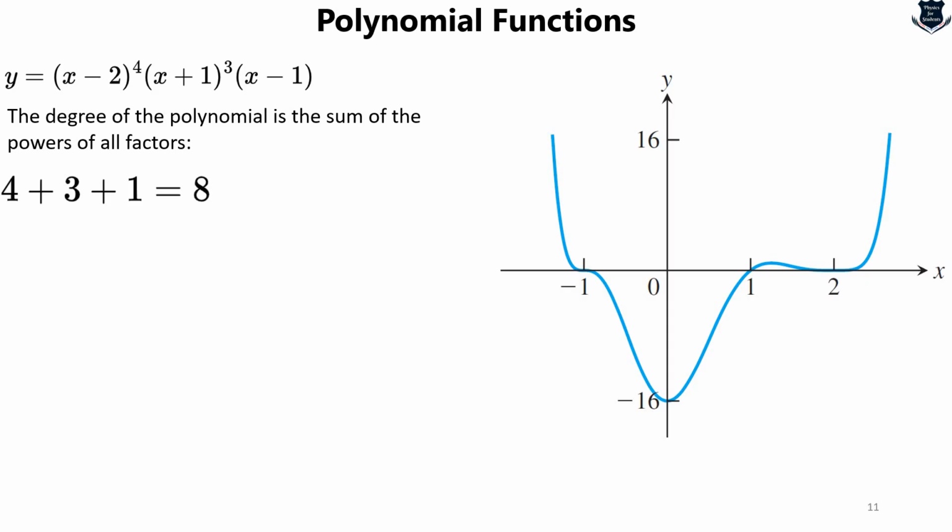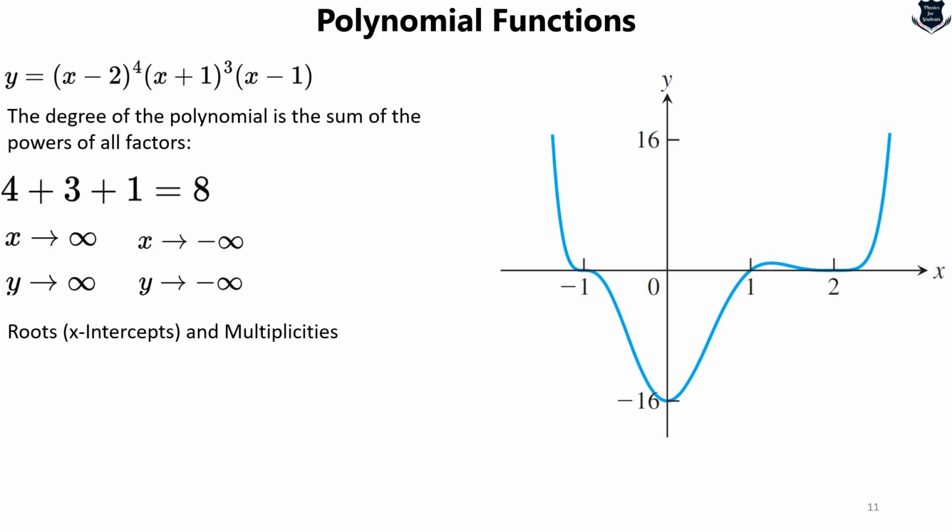Since the degree is even, just like the earlier, the graph will have the same behavior at both ends. So the left hand side goes up to infinity, right hand side also goes up to infinity. So as x goes towards infinity and x goes to minus infinity, y goes towards positive infinity.